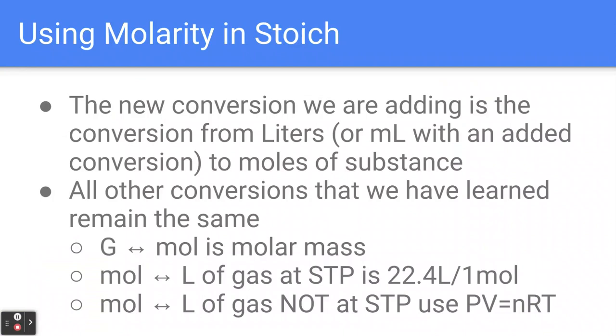The molarity unit is, remember, moles of a substance per liter of solution. And so we can go from liters, or technically from milliliters of solution, to moles of a substance and vice versa. All the other conversions remain the same. So we can go from grams to moles using molar mass, moles to liters of a gas at STP using that 22.4 liters per 1 mole, or moles to liters of a gas not at STP using our Pivnard equation.